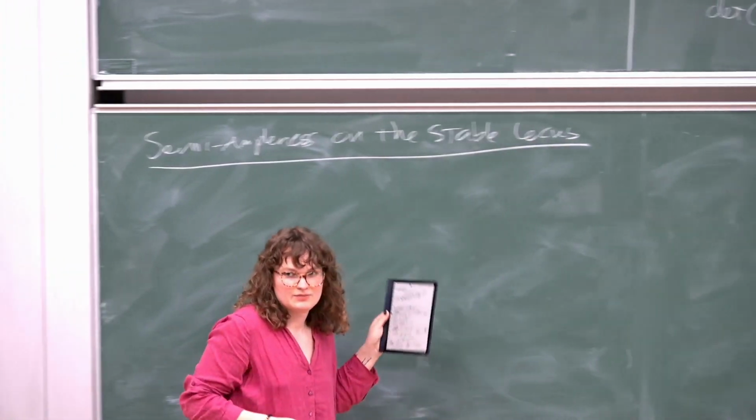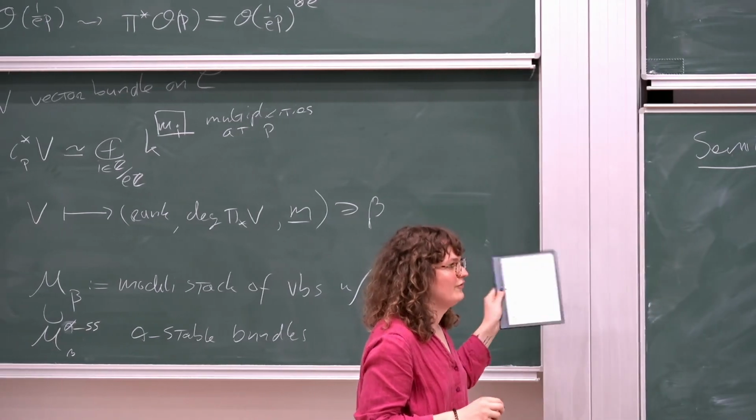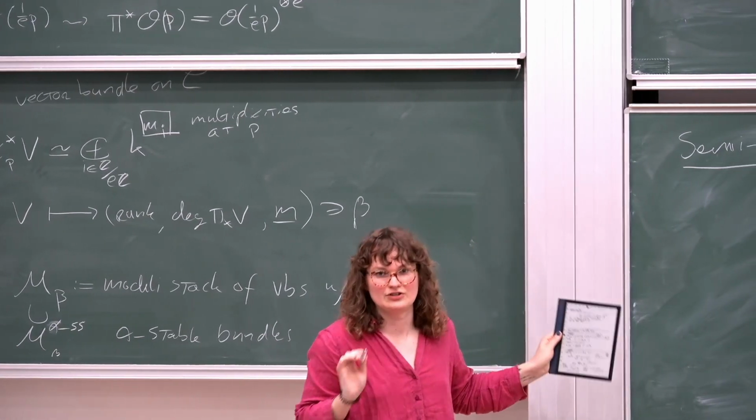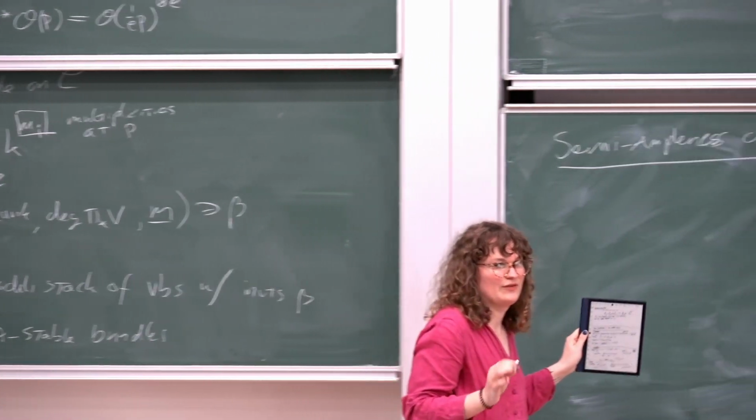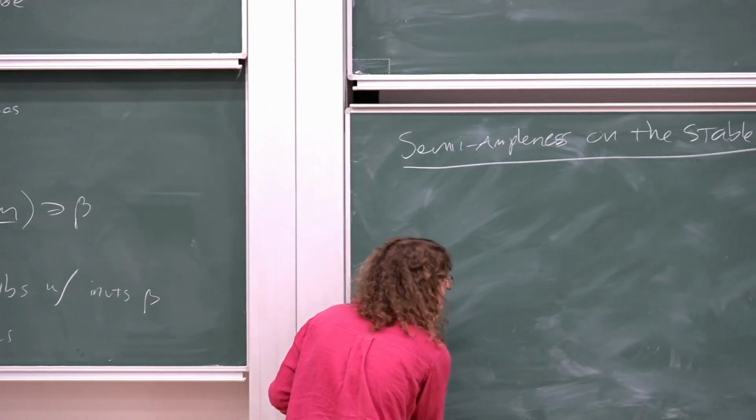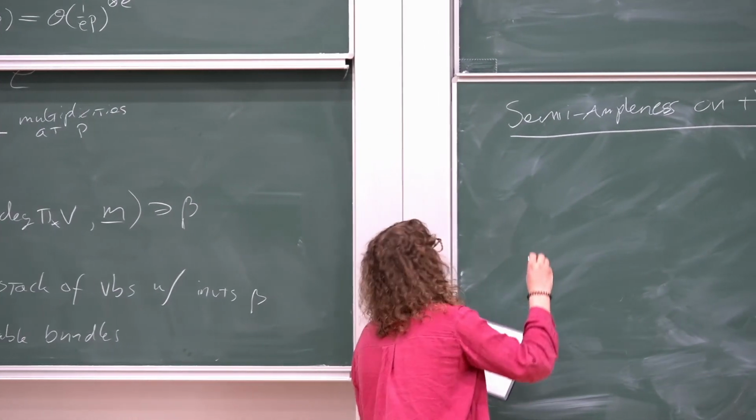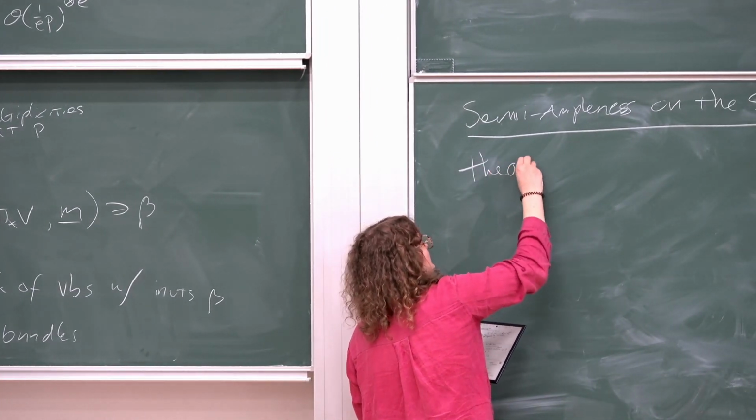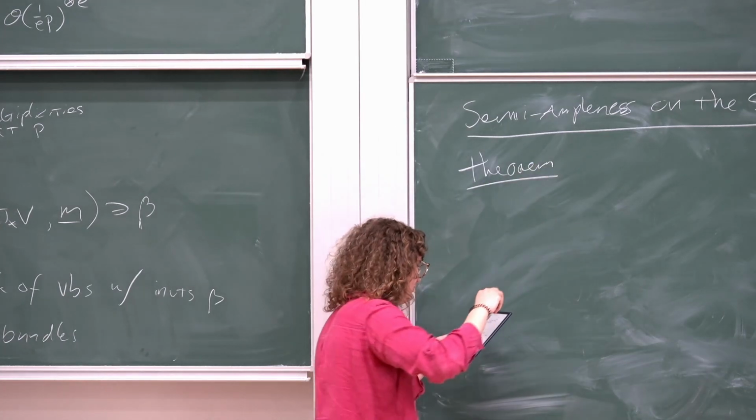So what does this mean? This means that my line bundle defines a map to projective space on the stable locus. So I'm not saying anything about finiteness, just that there is a map to start with. Okay, so this is the theorem that we will prove.